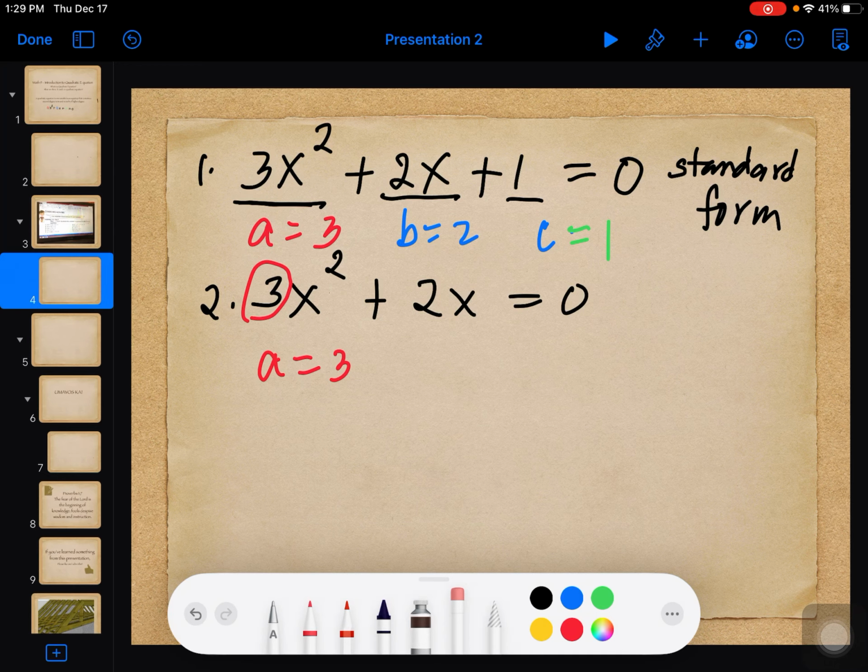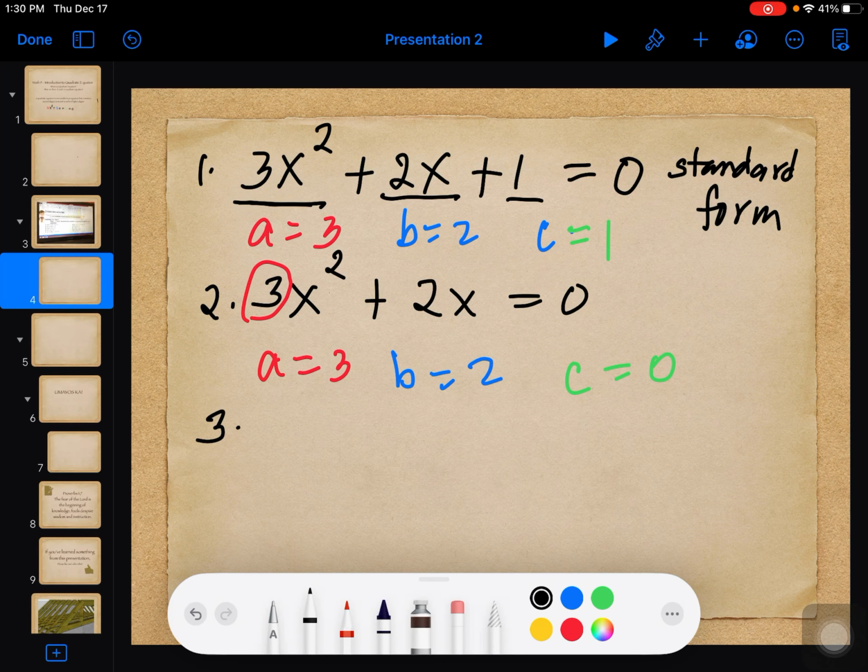Okay, and then b is equal to 2. And what about c? Because you are already done writing down all the terms on the left side of the equation, you cannot see any constant term. That's why it is 0. Okay. For that, let's continue so that you can have a clearer understanding.